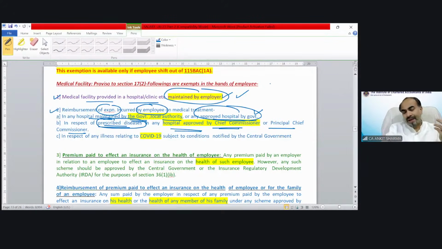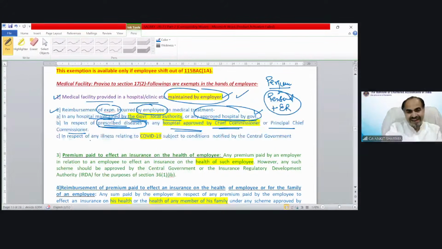The taxability of perquisite: the meaning of perquisite is exactly that, personal expenditure paid by your employer. So in a medical expenditure, that is your personal expenditure. An employer is paying, so that is a perquisite, but that is an exempted perquisite if it is a hospital maintained by employer, by government, a specified disease, and an approved hospital by commissioner.